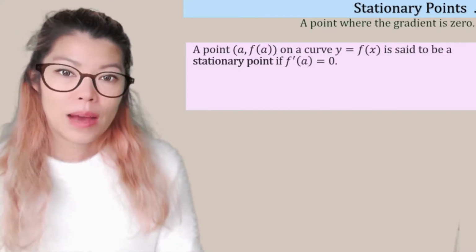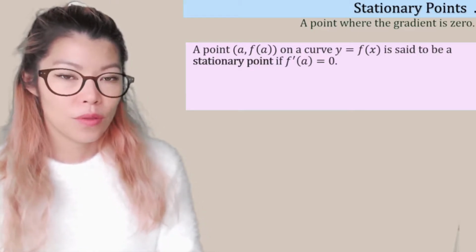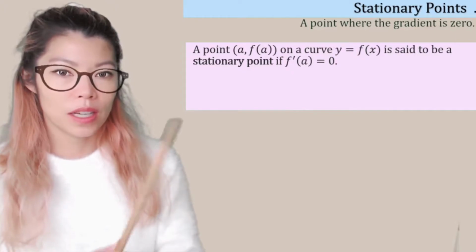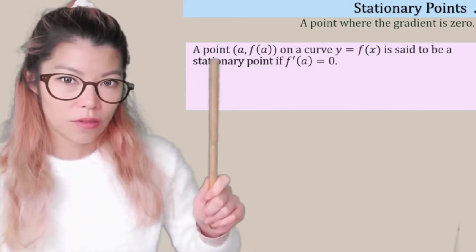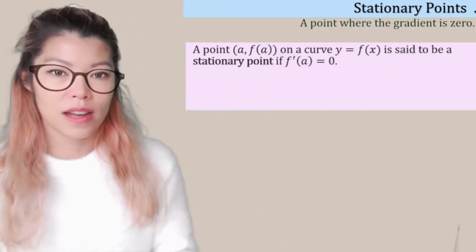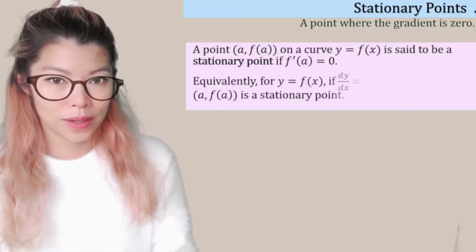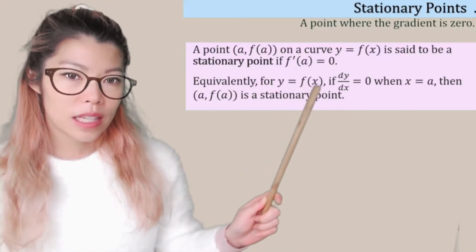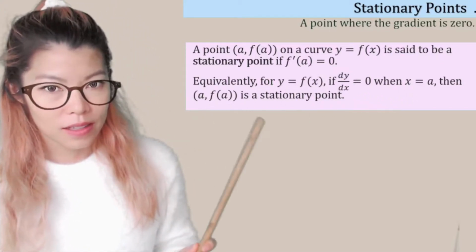What's the definition? A point A, f of A, so your x and y, on a curve where y equals f(x), so your function, is said to be a stationary point if f dash A equals 0. If you get rid of all of that and just look at that point, that would suffice for understanding it. Where f dash A equals 0, that's a stationary point. Another way to say it, equivalently, for y equals f of x: if dy/dx equals 0 when x equals a, then (a, f(a)) is a stationary point.